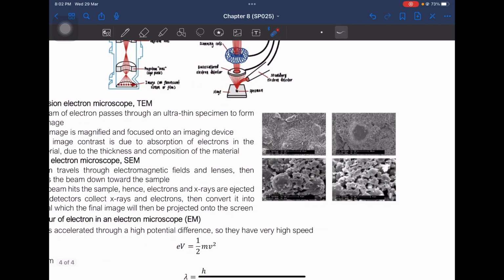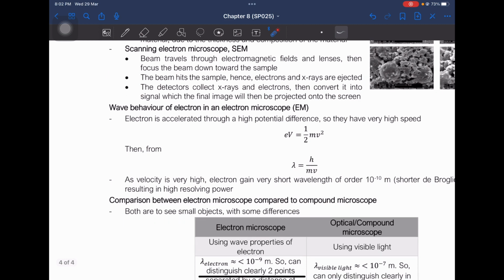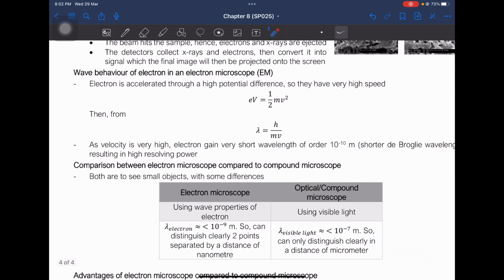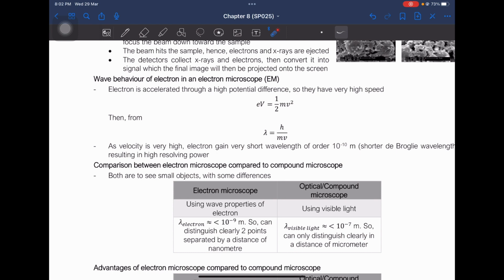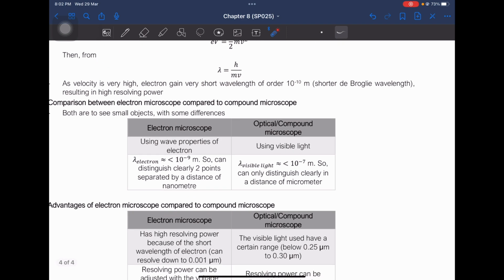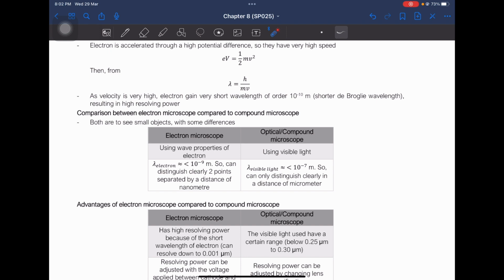Okay, right. Next we have the wave behavior of electron in an electron microscope. So electron is accelerated through a high potential difference, so they have very high speed. Again, the potential energy will still be equal to kinetic energy, so we have this equation here. As velocity is very high, electron gains a very short wavelength, of order 10 to the power of negative 10 meters. So velocity high, wavelength shorter, resulting in a much higher resolving power.